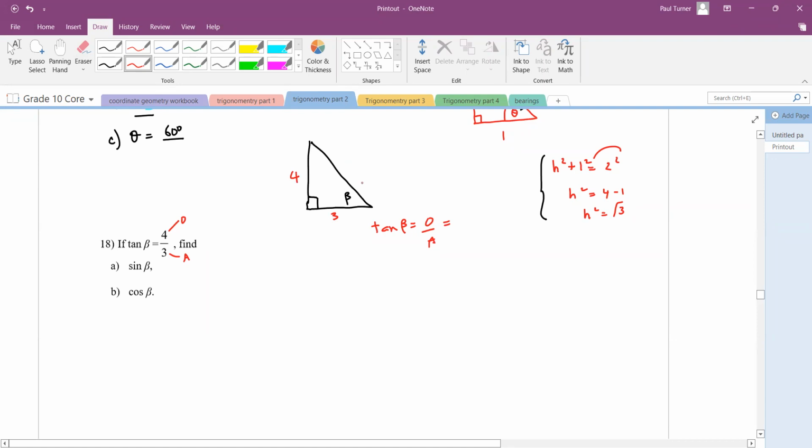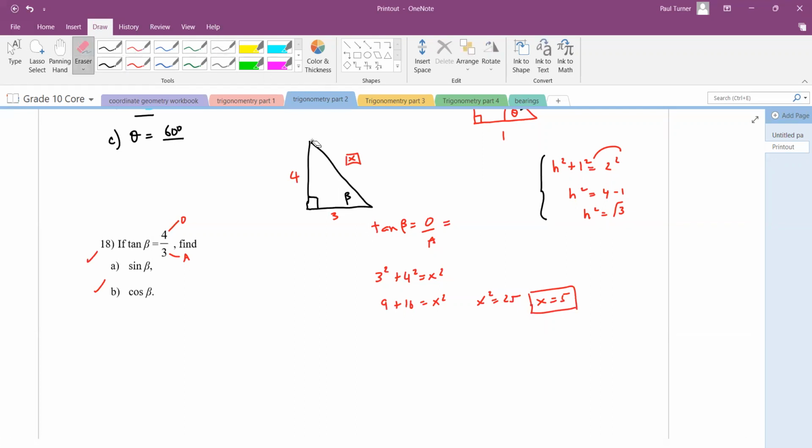Now we need Pythagoras to find this length because we have to find sine and cos. So generally speaking, you're going to need to find this side. So we'll have 3 squared plus 4 squared is, let's call that x squared. So we'll have 9 plus 16 equals x squared. X squared is 25. X will equal 5, not the negative root, the positive root. So this is going to be equal to 5 now. That's actually a standard Pythagorean triad. So 3, 4, 5, that's a typical triad you can see. Okay, so sine beta then.